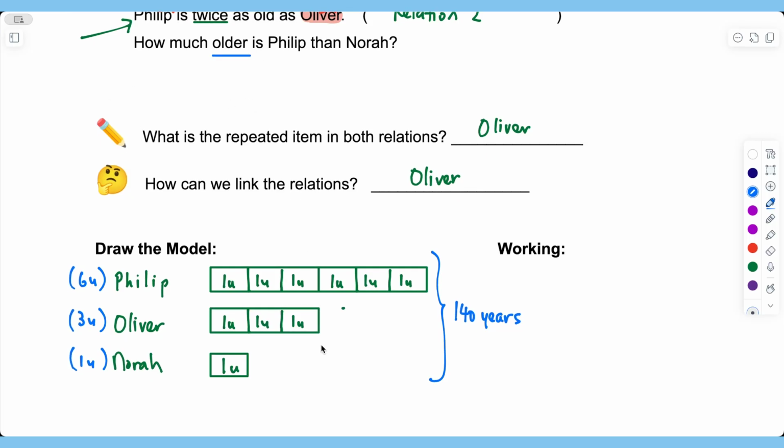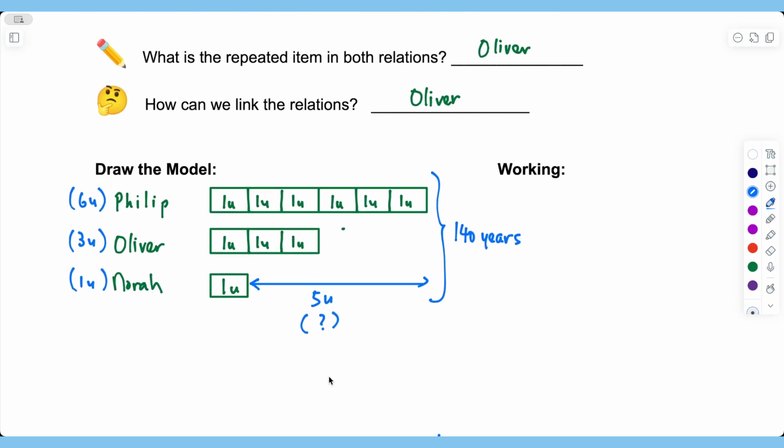Okay, let's see from the model. Philip has 6 units. Nora has 1 unit. That means Philip will have 5 units more. So these 5 units is how many years? That's what we need to find. Let's go ahead to do the working.